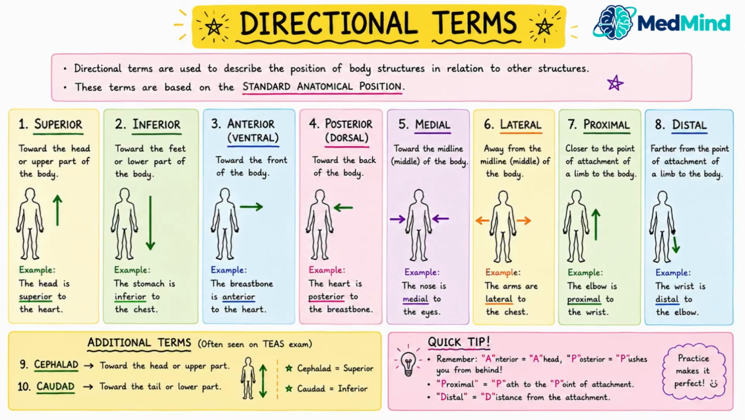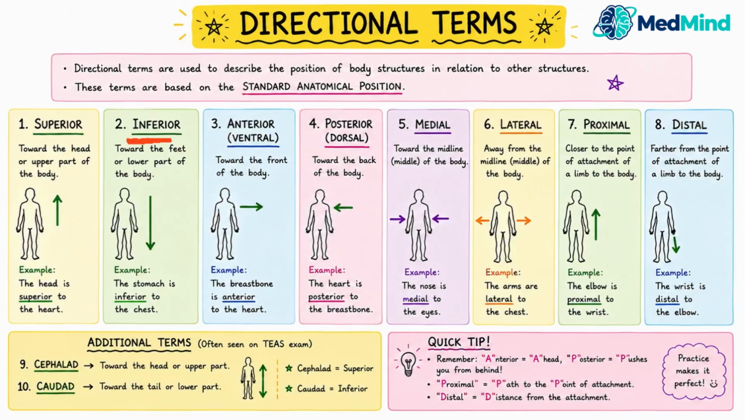So let's start with superior. Superior means towards the head or towards the upper part of the body. So something that's superior is usually above something else. For example, your head is superior to your neck because it's located above it, or the head is superior to the heart because it's also located above. Another example: your shoulders are superior to your stomach because they are higher on your body.